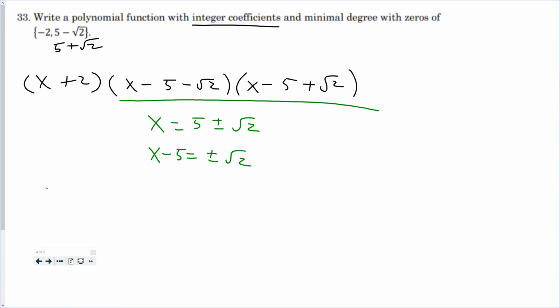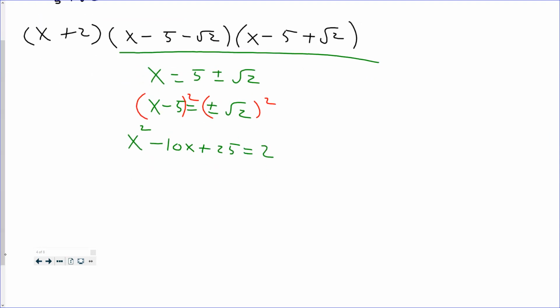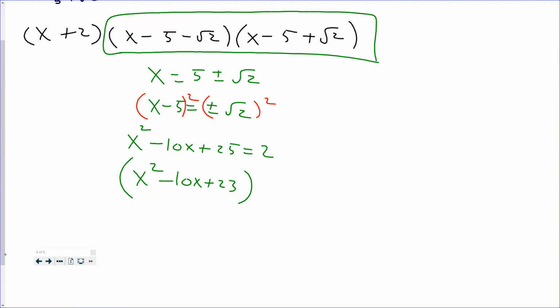And then square both sides. And what you get is x squared minus 10x plus 25 equals 2. Subtract the 2 over, x squared minus 10x plus 23. And that x squared minus 10x plus 23 is what you get when you multiply these 2 together. Right? Just a lot easier way to solve for your quadratic that gives you those roots rather than multiplying the whole trinomial out. Are you good with that?